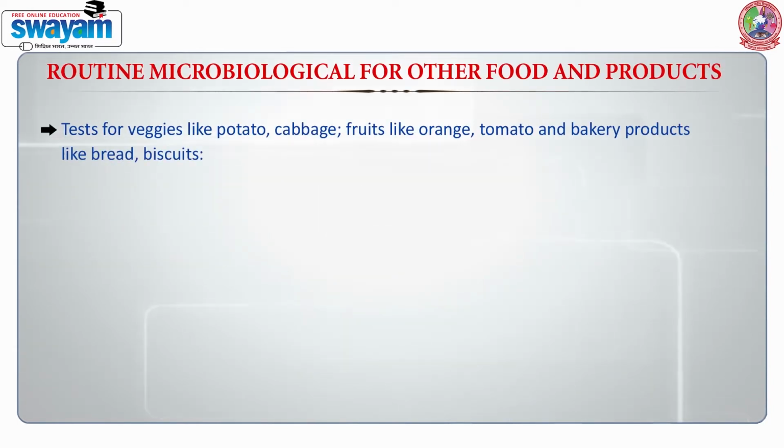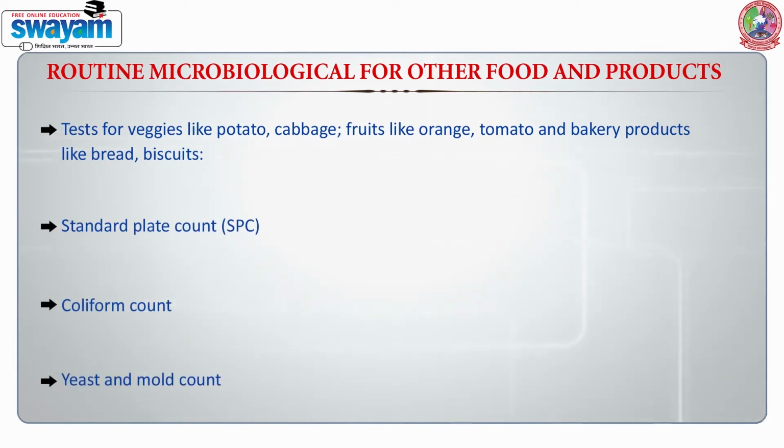Tests are done for veggies like potato, cabbage, fruits like orange, tomato, and bakery products like bread, biscuit. Standard plate count, coliform, and yeast and mold counts are required to be examined.